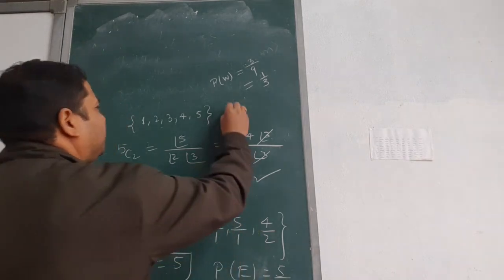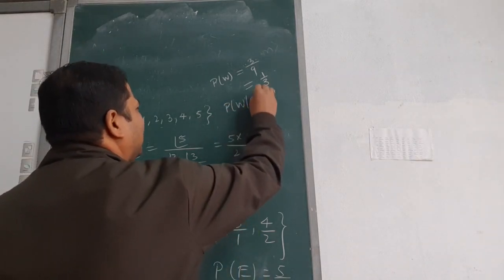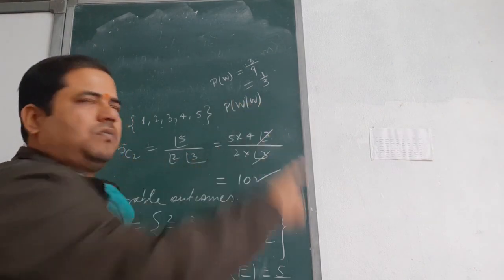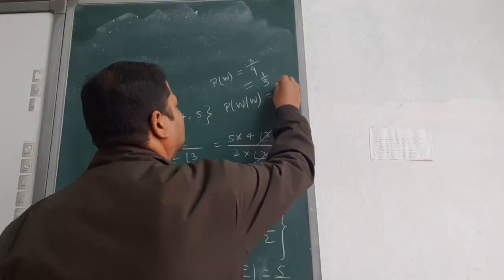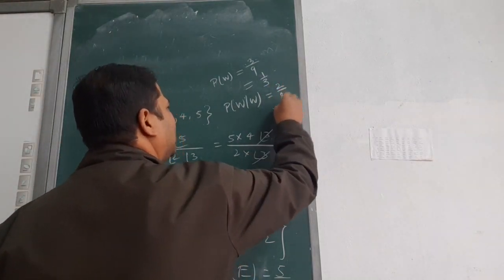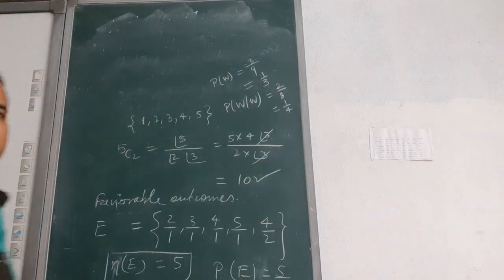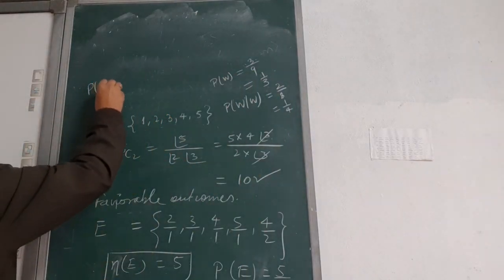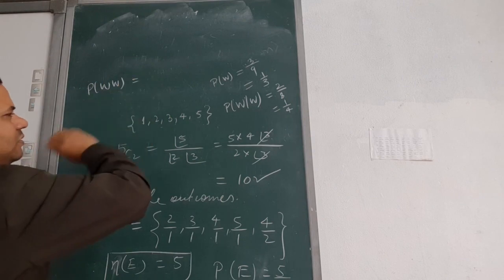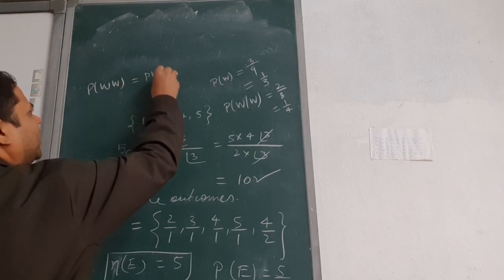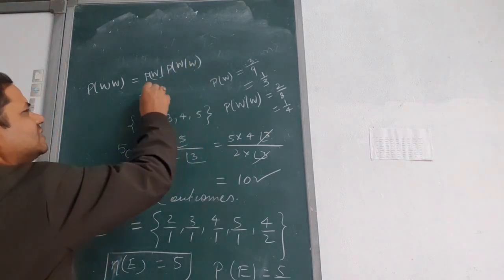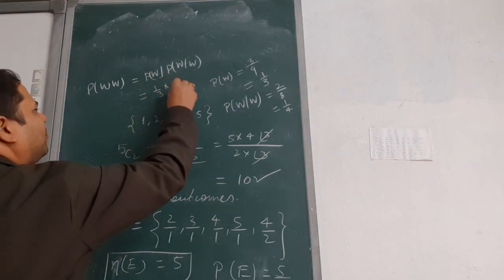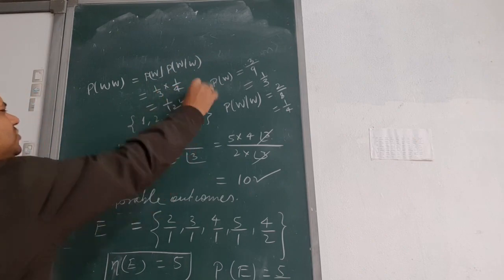Next one, P of W given W. The first white is drawn, then we have to draw white again. So 2 by 8, that is 1 by 4. Then P of W and P of W given W is 1 by 3 into 1 by 4, that is 1 by 12.